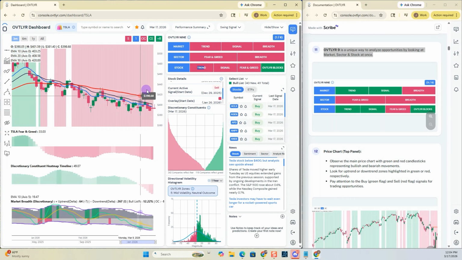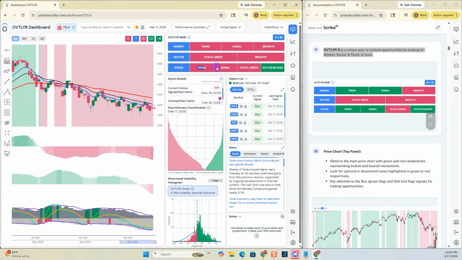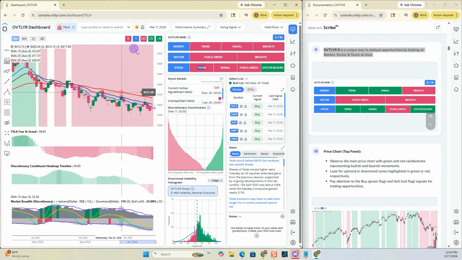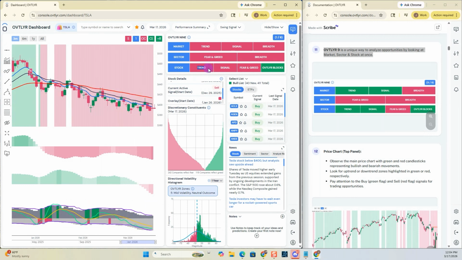So again, the outlier trend template, the overlay, and the signal being red is all telling us that for ticker Tesla, the price is likely to continue to decline or possibly consolidate. Either way, it's not going to go up.